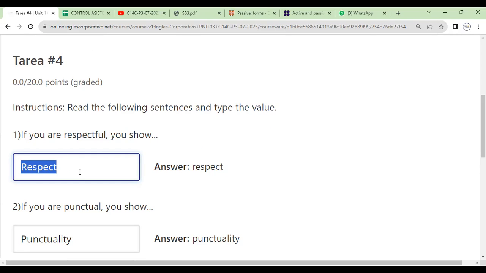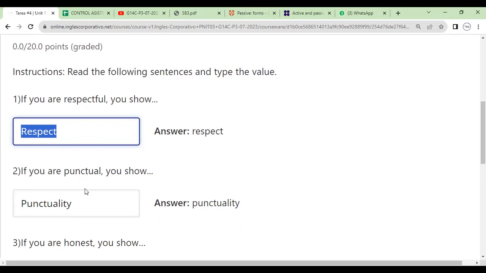Respect. Let's go. It's important because it improves a good environment between coworkers or classmates. Awesome. Pretty good. It promotes a good environment, right? A good atmosphere, right? You know, when you are respectful, people respect you, okay? Quite good. Thank you, Daniel.